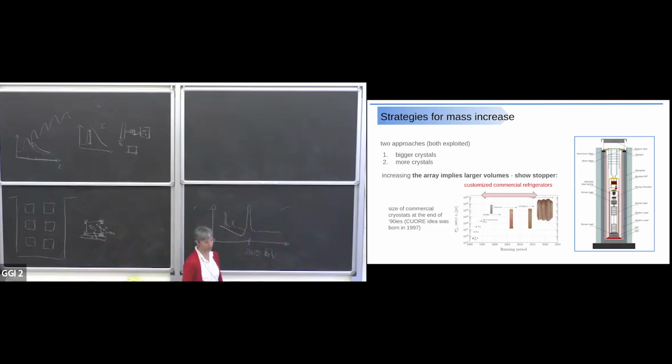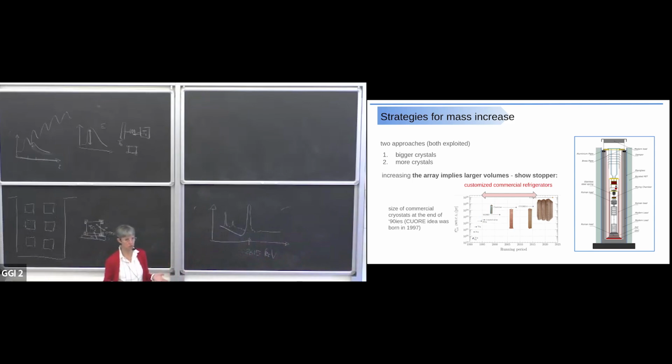So, strategy for mass increase. Well, you already have seen this. This is the strategy that we put in place over the years in this plot. At the beginning, we increased the size of the crystal. Of course, it is easier to operate a big crystal than many small crystals. You have only one big crystal to analyze, to calibrate, to mount, and so on.